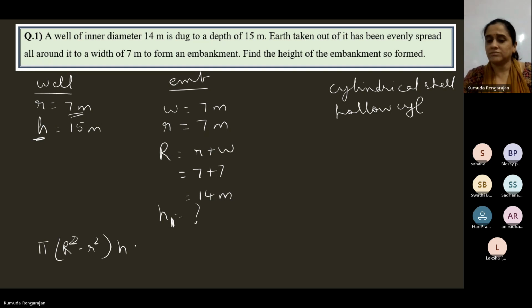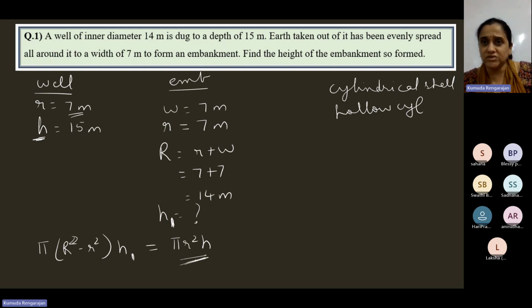This is the formula. The volume of the earth removed from the well is πr²h. That is the volume of the well, which is πr²h. This πr²h, the volume of the earth removed from the well, is equal to the volume of the earth in the embankment. The embankment is a cylindrical shell.